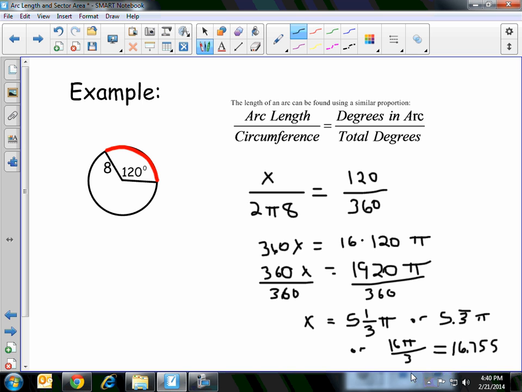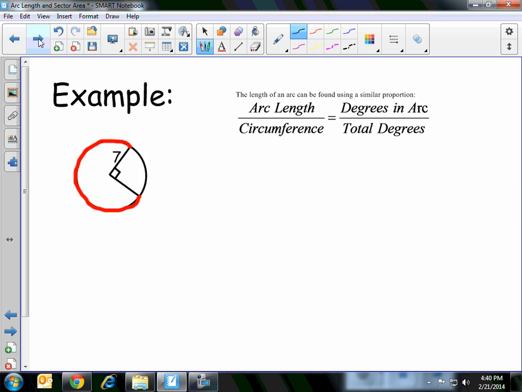So what does that mean? 16.755 is the length. When a circle has a radius of 8, the length of the portion of circumference is this, 16.755, in whatever units you're using. So let's try another one.